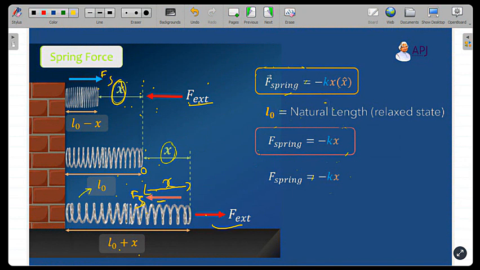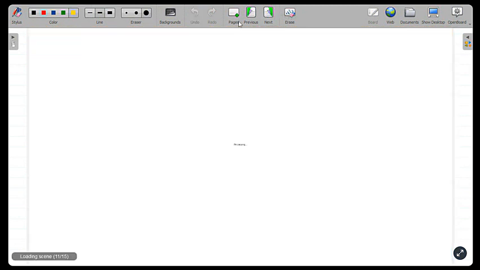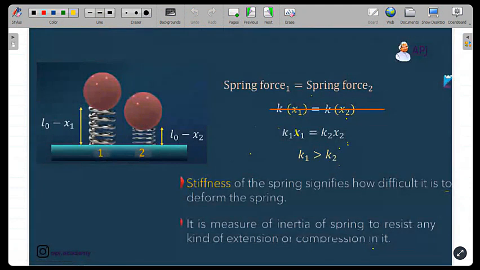L naught is the natural length in the relaxed state. And these things have been repeated. F is equal to minus kx, this and that. Spring force of 1 is equal to spring force of 2.